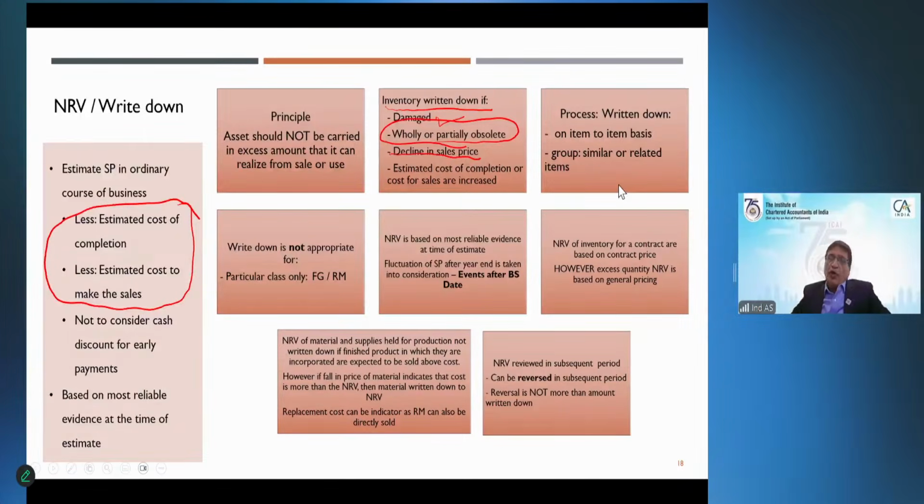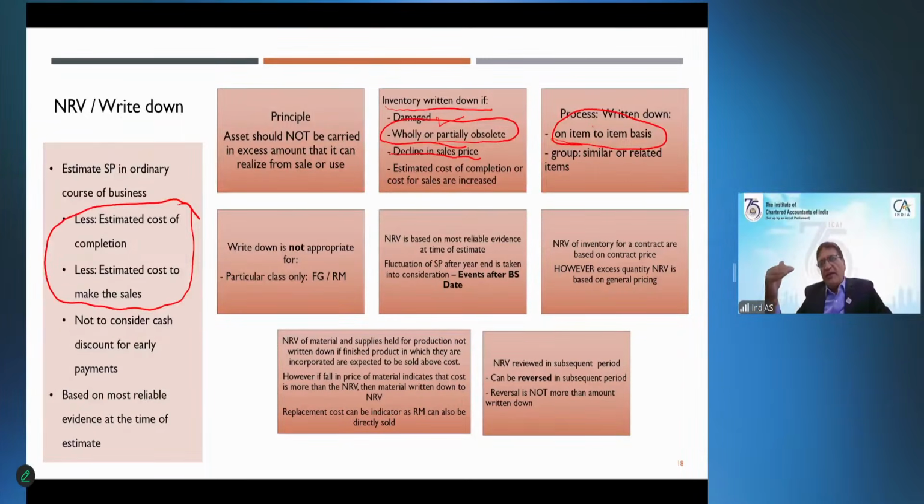Now, what is the process? How do we have to do it? Whether we have to do it on a global basis or on another basis. So the standard is very clear. It has to be done on an item to item basis. If there are hundreds of apparels in a Zara showroom, every apparel would have a different history, different reasons, and different ways for its cost calculation.